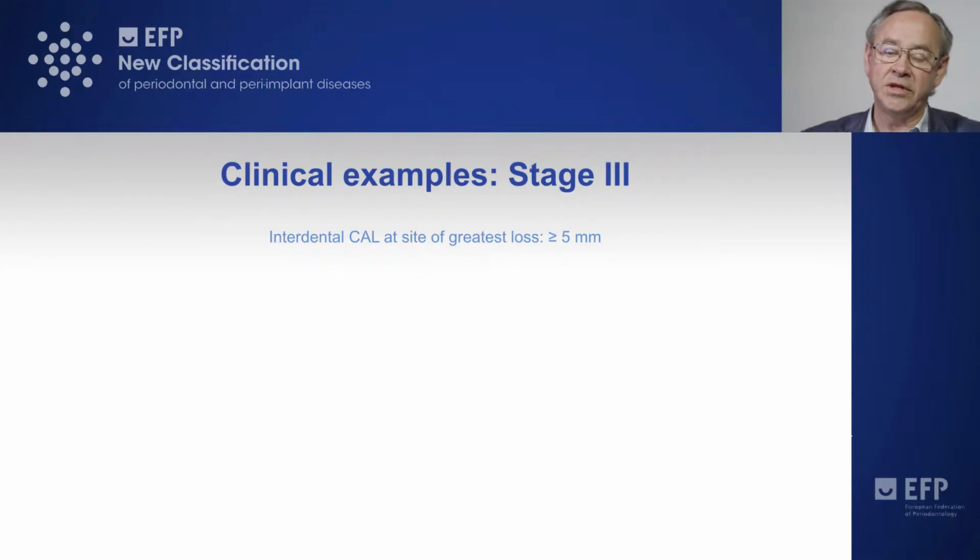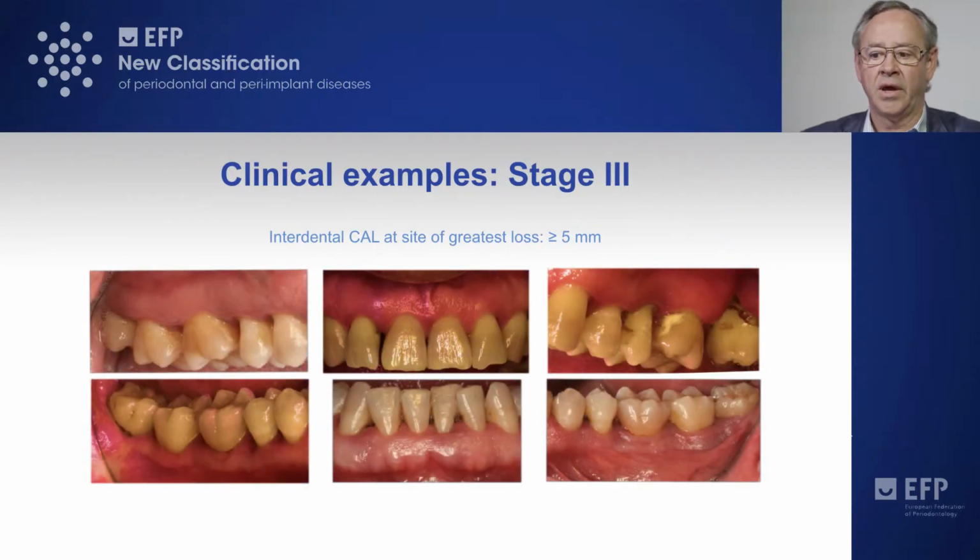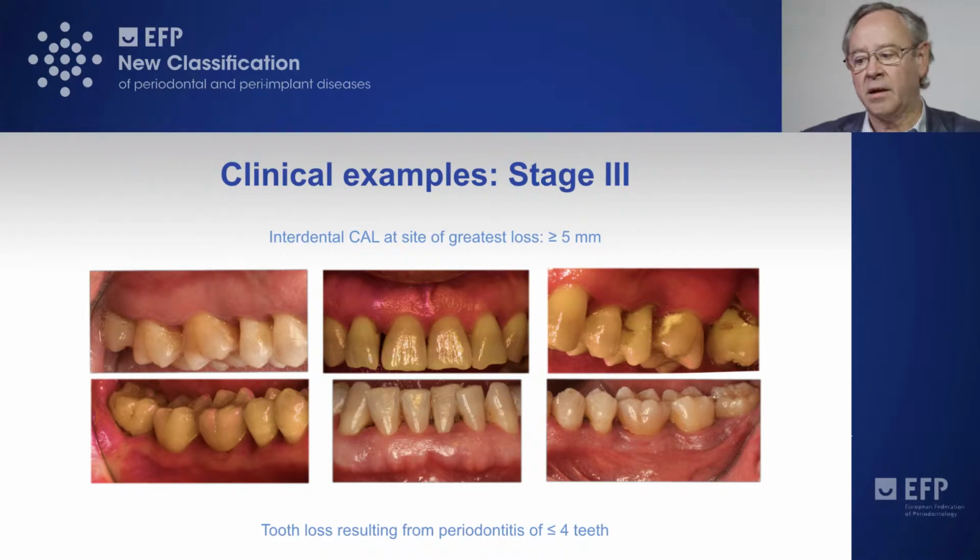Here it is very easy to detect because the interdental clinical attachment loss is 5 millimeters or more. And this particular patient, as you can see, has not lost teeth, basically tooth number 27 that is lost is the only tooth that was lost due to periodontitis. Since this is less than 4 teeth, then we are in a stage 3 situation.